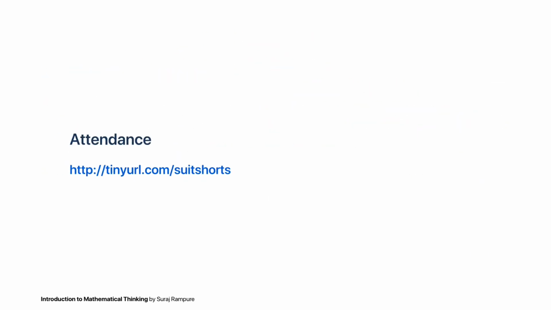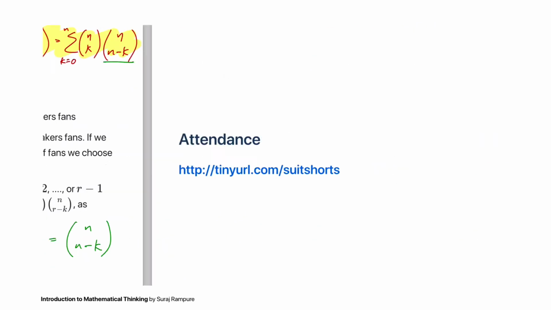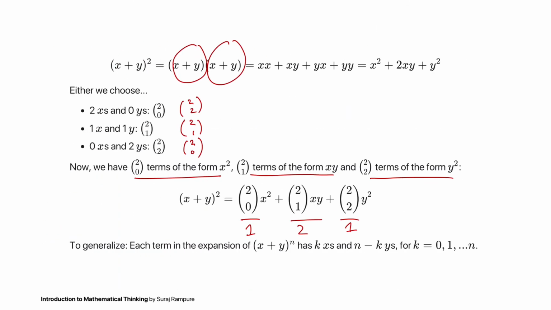Right? This is similar to the argument we had with Vandermonde's identity. If we have k x's, we'll have n minus k y's. Right? Because the total terms that we choose for each product will still be n. Right? Notice that in each term, the combined exponent of x and y is always 2. Right? Here it's x to the 2, y to the 0, the sum is 2. Here it's x to the 1, y to the 1, the sum is still 2. And here it's x to the 0, y to the 2, the sum is also 2.